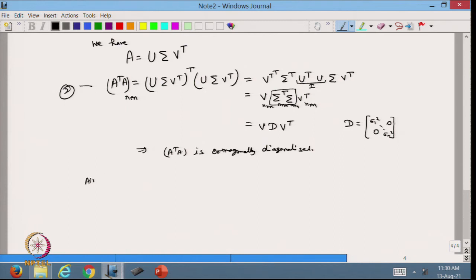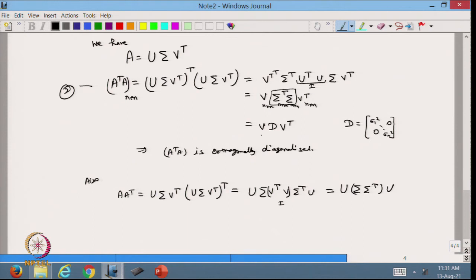Also, let us see what is going to happen with A A transpose. Now, A A transpose is U sigma V transpose times U sigma V transpose, transposed. So, that will be U sigma V transpose times V sigma transpose U transpose, and from here V transpose V is the identity matrix because it is orthogonal. So, I will get U sigma sigma transpose U transpose, and this is similar, we can write in this form.